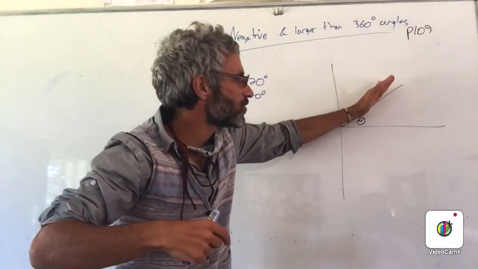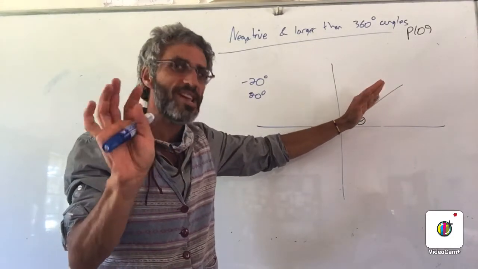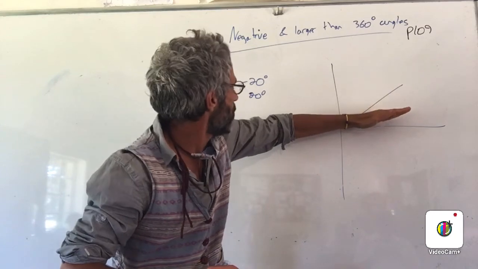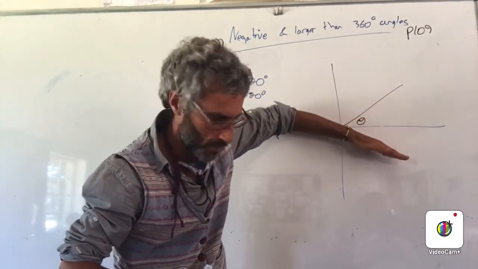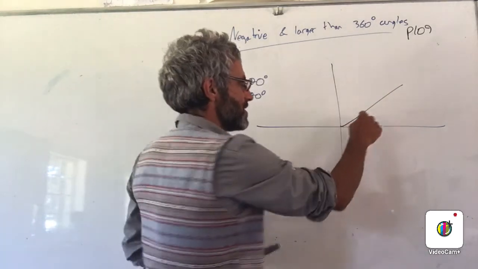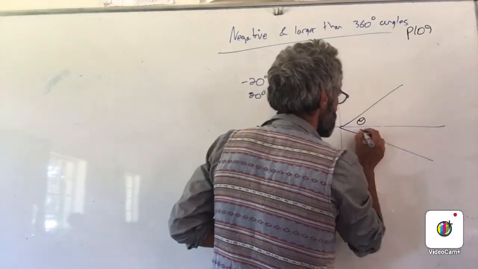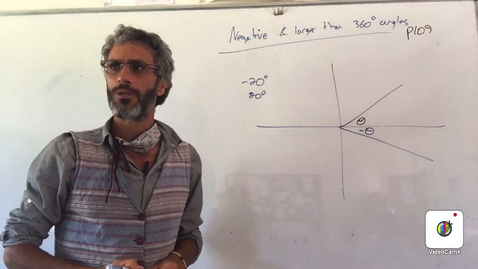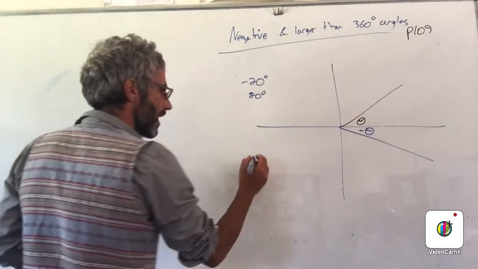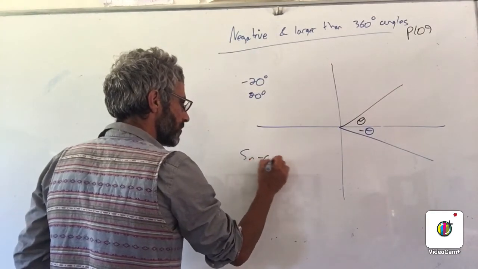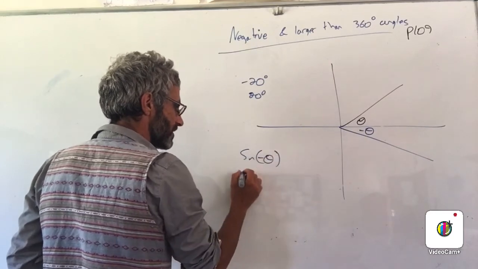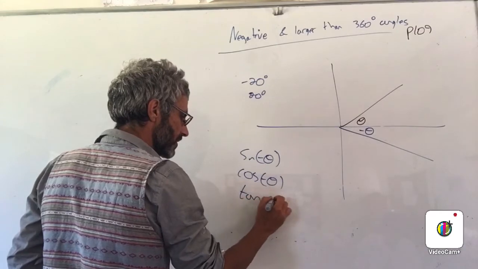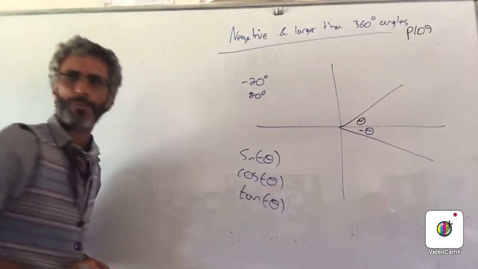What we're saying now is that minus 20 means I'm just going down. So if this is theta, this is going to be minus theta. It's the same angle, but just in this direction. Now what we need to find out is a relationship: what is sine minus theta, cosine minus theta, and tan minus theta.